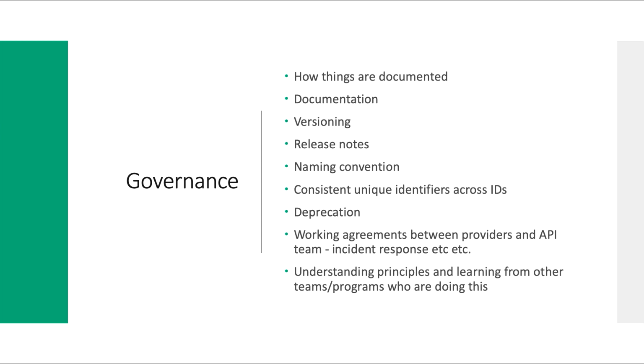How do you deprecate APIs, right? Once 6 months have gone, you've got people using version 1 and now you're on version 2. What do you do? Do you care about them? Do you not? Right? Those are all important things to kind of think about.